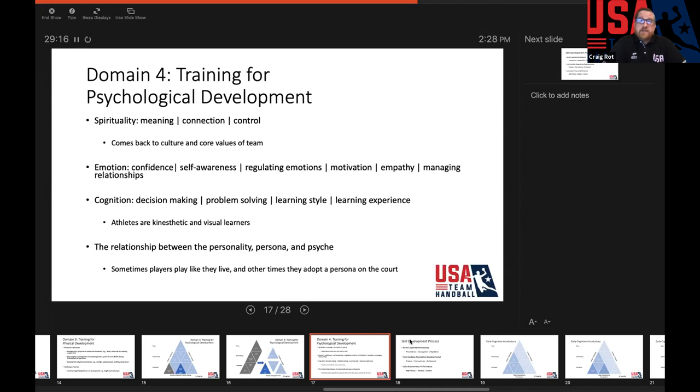Then there's cognition, decision-making, problem-solving, what we talked about. And then there's learning style and learning experience. Athletes are kinesthetic visual learners. They need to see it done, and then they need to play with it in their brain and do it, and then they need to see it done and not be told it. I mean, most coaches don't realize that. You can't tell a player to do it the correct way. You have to show them. You have to replicate it.